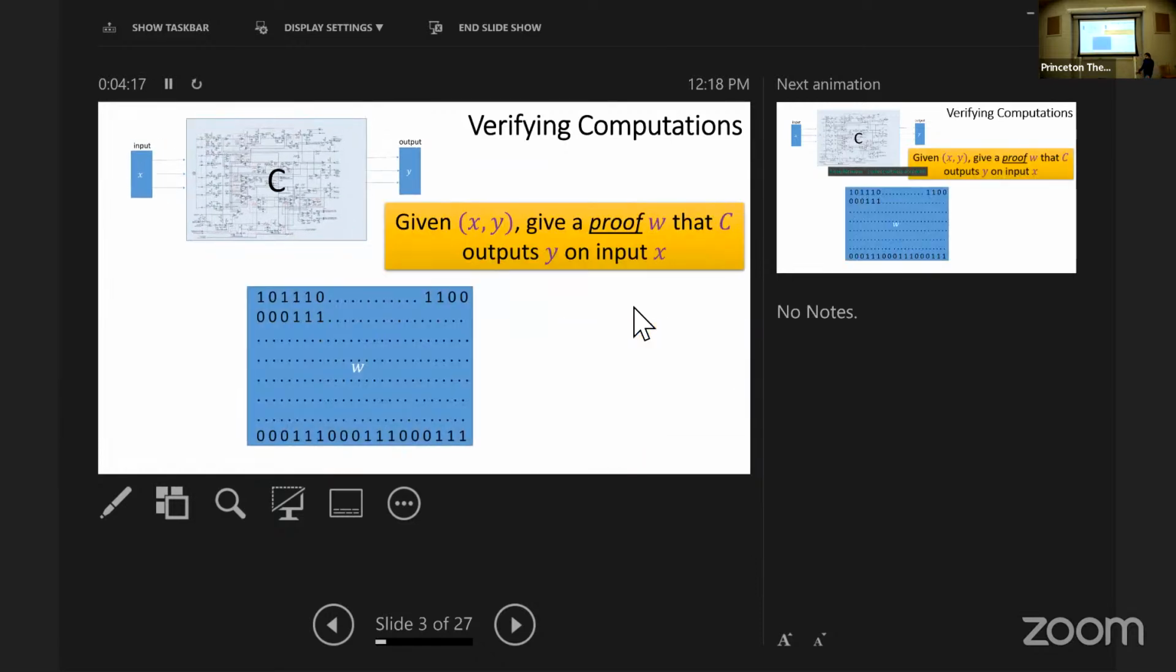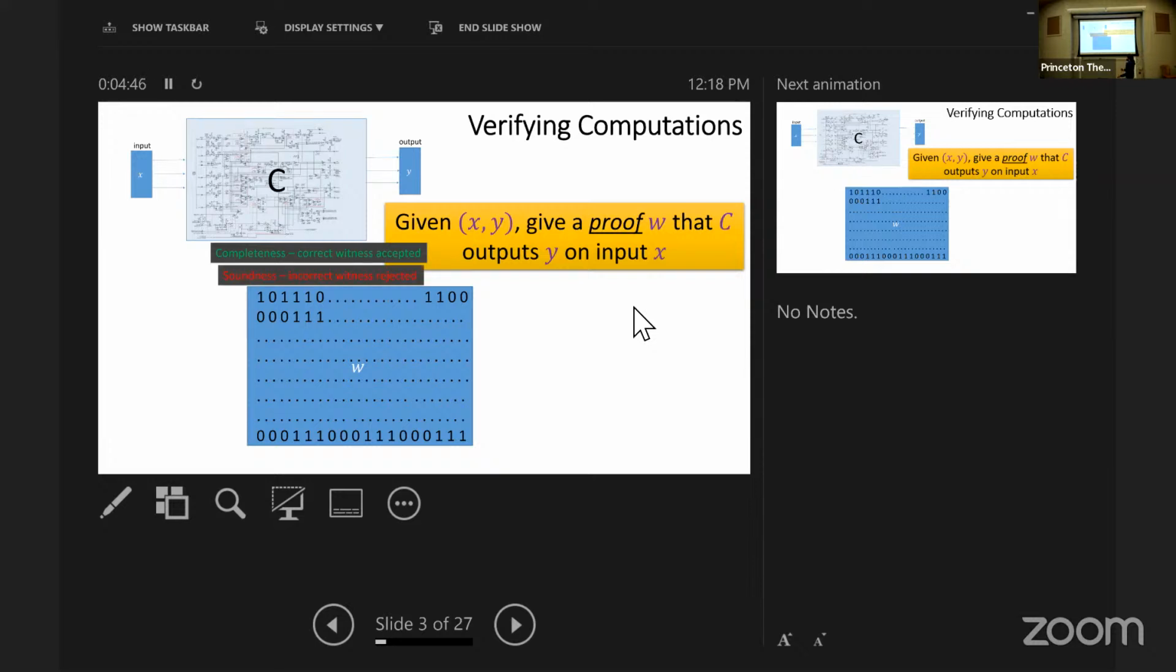So what would be the most obvious witness? Well, I can just give you the configuration of the computation at each time of the computation, and you can just check that the initial configuration is the input X, and each step follows the circuit C. So that's clear, therefore there is a witness. But this witness is not very helpful because it's as expensive as computing yourself.